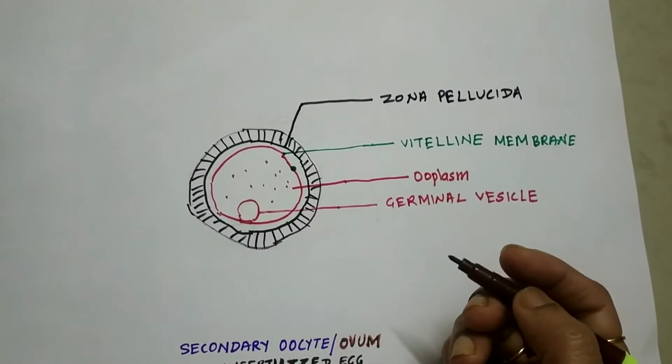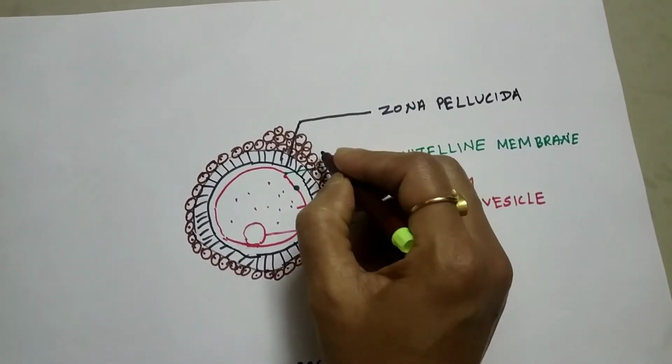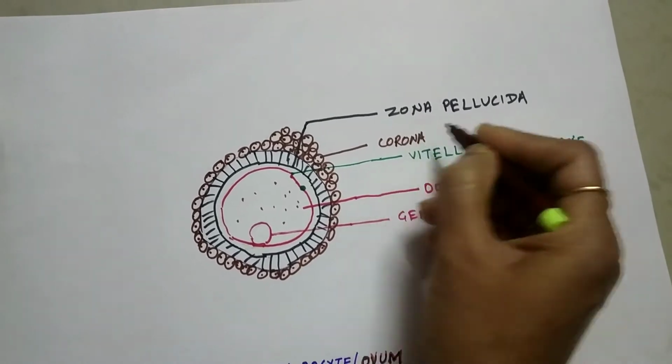A group of radiating cells adhere on the surface, and these are the cells named corona radiata.